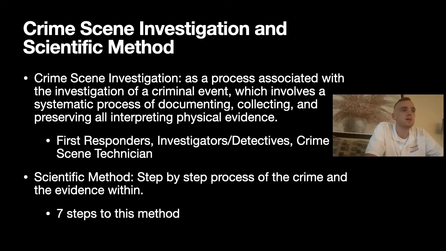For our first topic today, we're going to be talking about crime scene investigation and the scientific method. Crime scene investigation is defined as a process associated with the investigation of a criminal act, which involves a systematic process of documenting, collecting, and preserving all interpreting physical evidence. There's 7 types of personnel that will be involved in a crime scene, but there's actually only 3 of them that will show up and collect data.